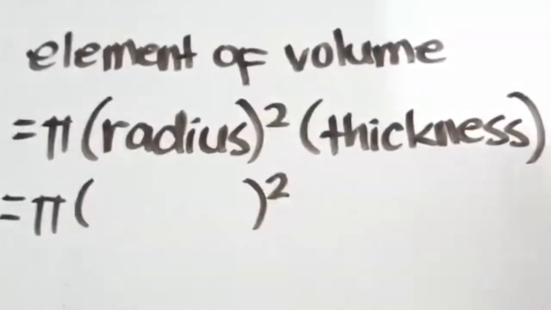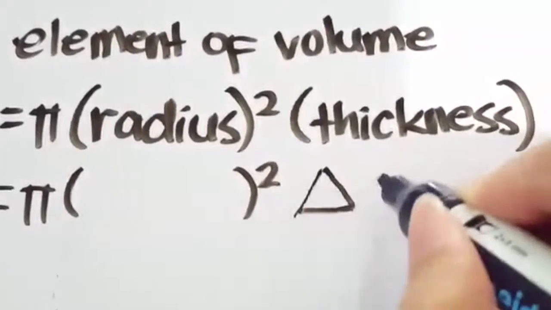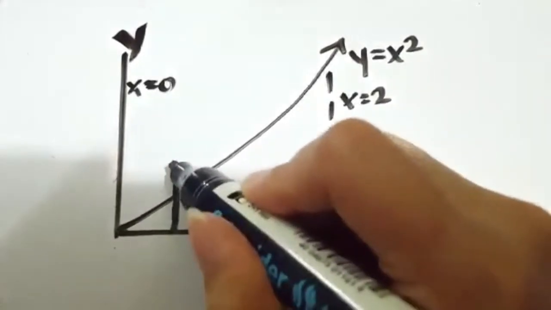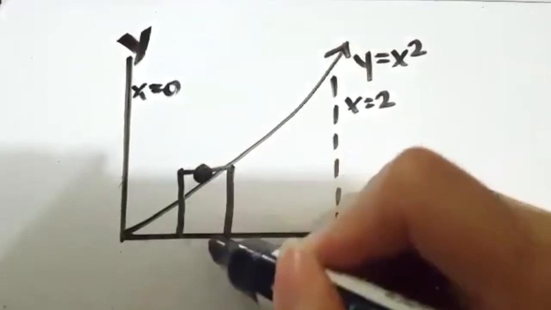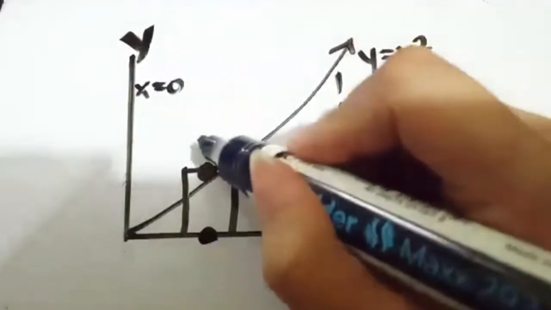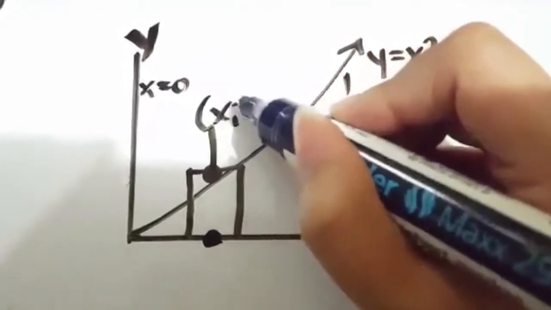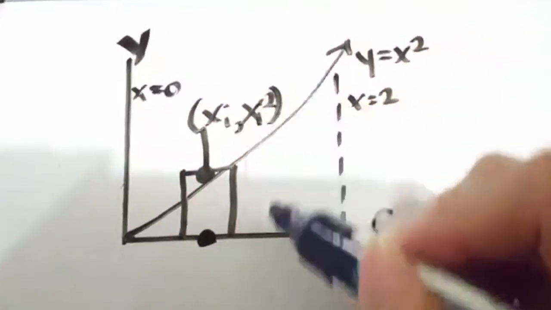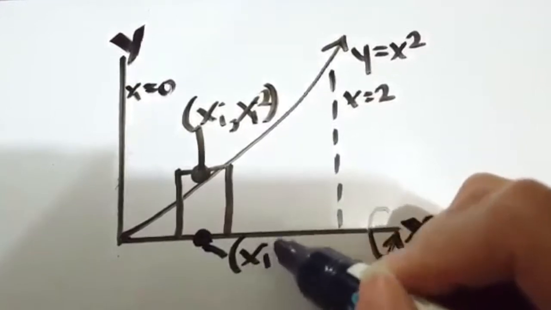Now, let's fill out the element of volume for this function. Thickness is delta x, and in this case, since it's a vertical strip, radius would be top y value minus bottom y value. In the case of the horizontal strip, radius would be right x value minus left x value. So the y value of the curve in terms of x, since it's delta x, would be x squared, while the bottom y would simply be 0 since it's the x-axis, and the x-axis's y value is 0.